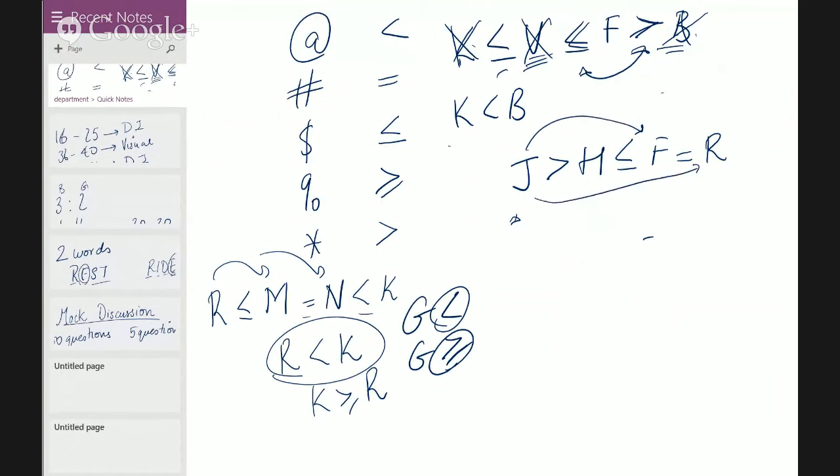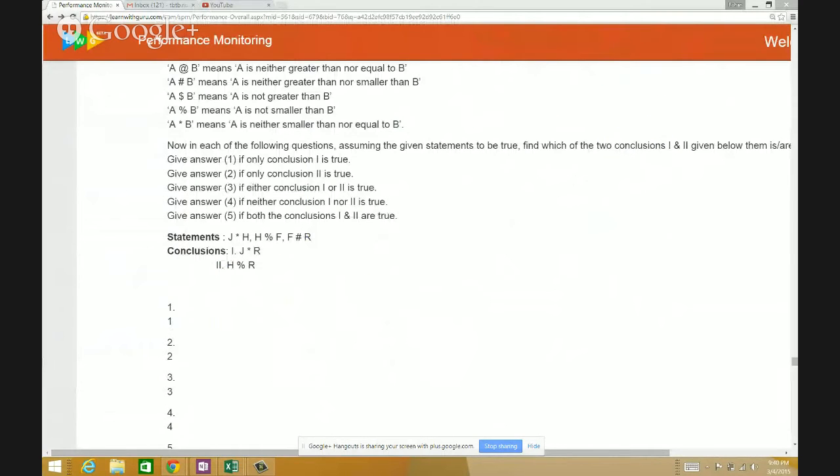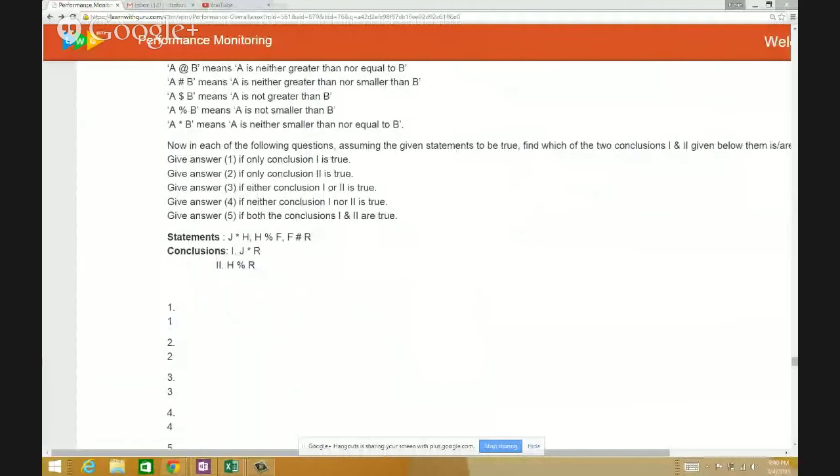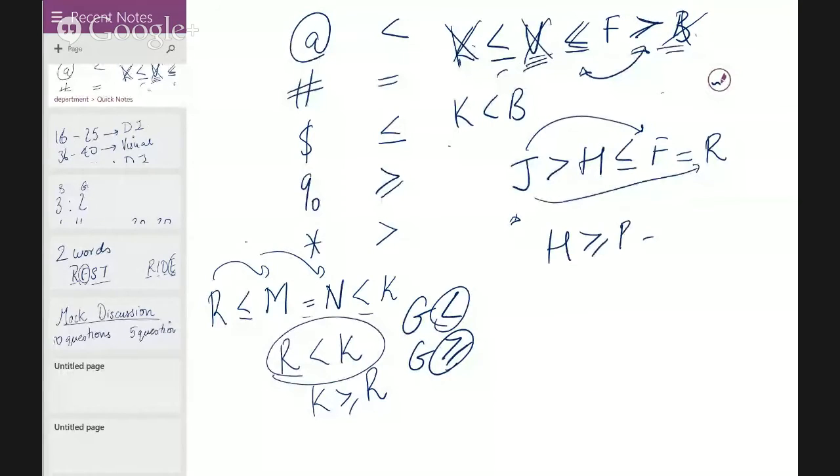Let's see if you have J and F. You have J and R in the first, so we'll not even look at that. You understand? That's the trick here. We don't even look at it. H percent R, what is H percent R? H more than or equal to R. Can you say that? You cannot, because H is less than F and F is equal to R. So I cannot say that. That's precisely the point.